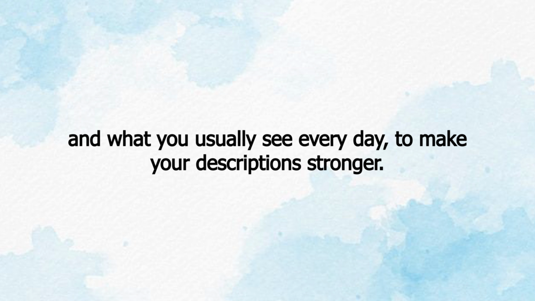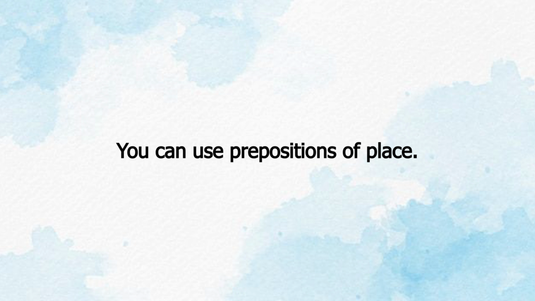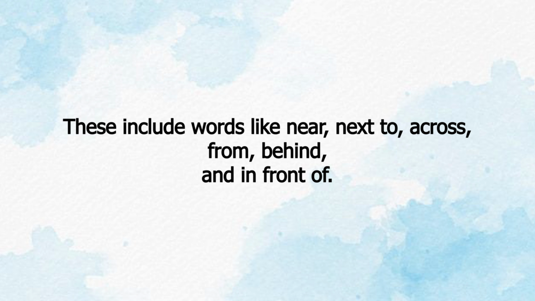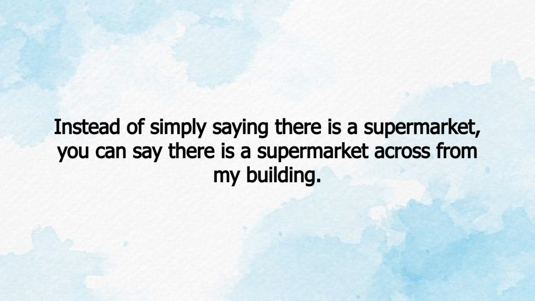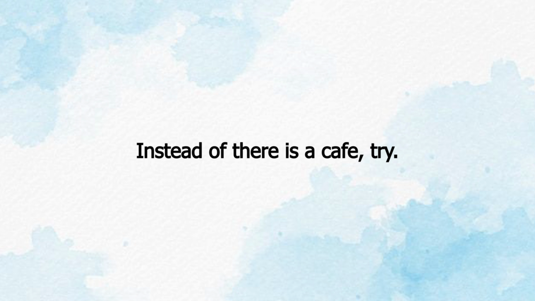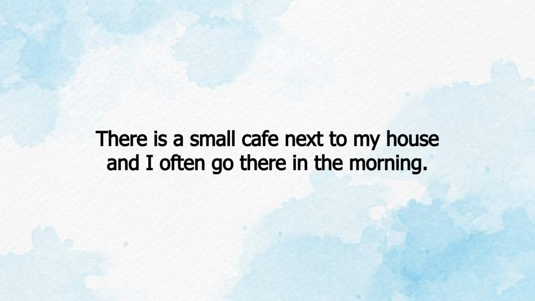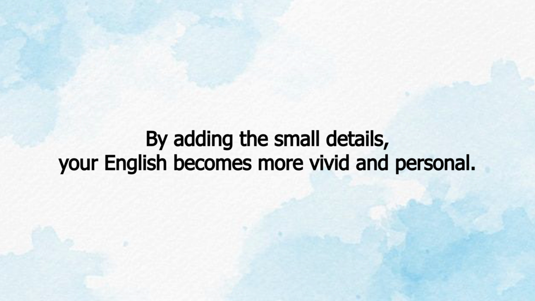To make your description stronger, you can use prepositions of place. These include words like near, next to, across from, behind, and in front of. Instead of simply saying "there is a supermarket," you can say "there is a supermarket across from my building." Instead of "there is a cafe," try "there is a small cafe next to my house, and I often go there in the morning." By adding these small details, your English becomes more vivid and personal.